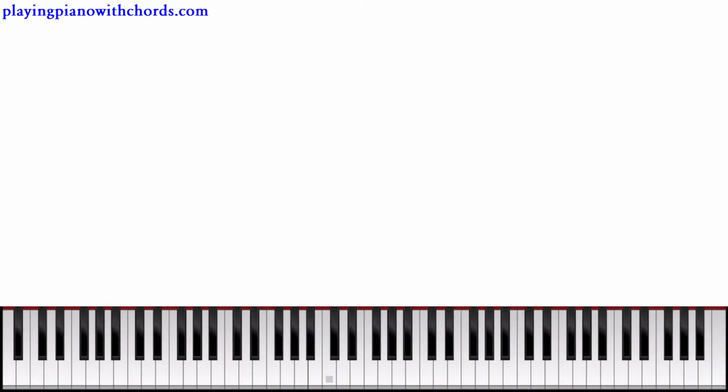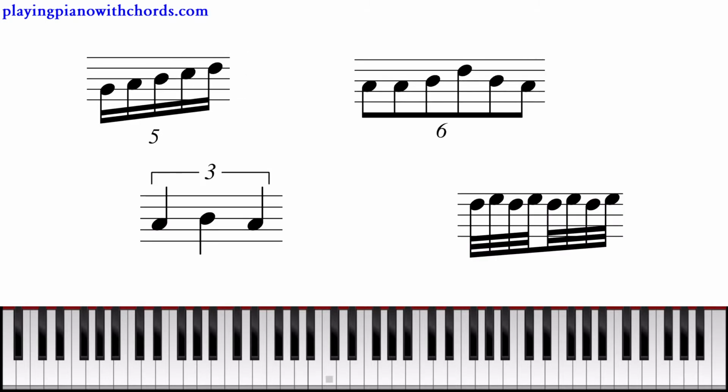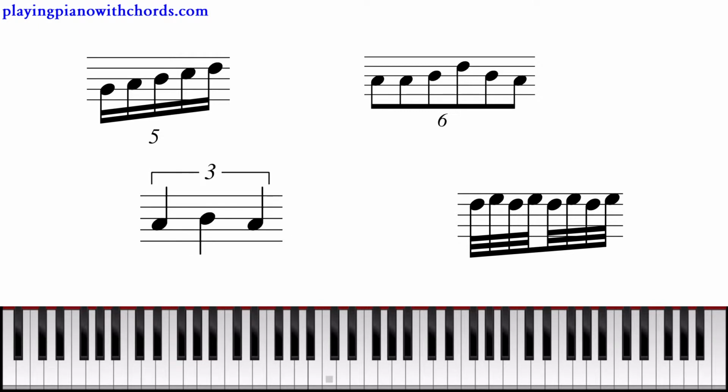Okay, that's it for the note values. We leave it at that, even though there are other subdivisions such as quintuplets, sextuplets, triple quarter notes, or 32nd notes. But most of the time you will see only the ones we just covered.